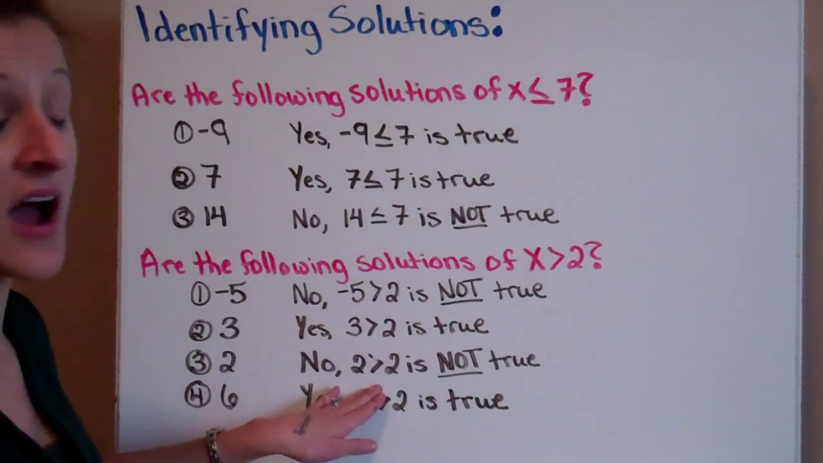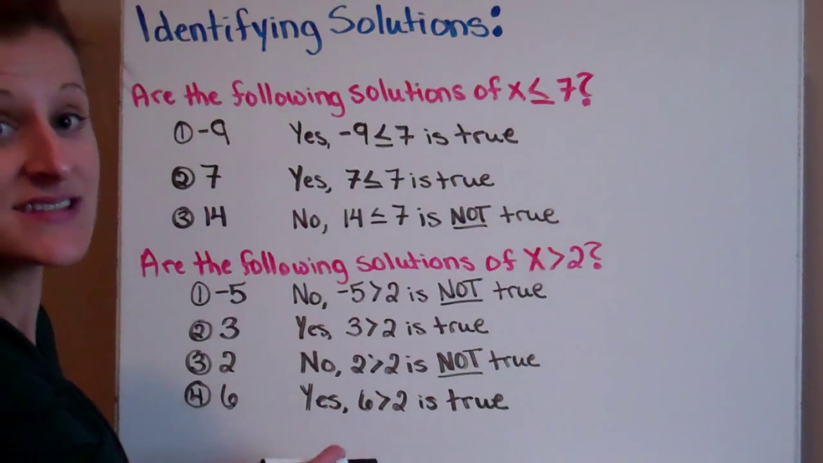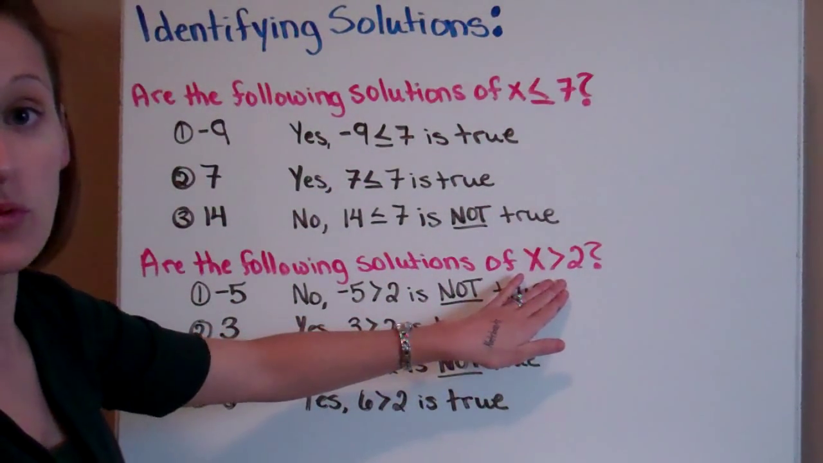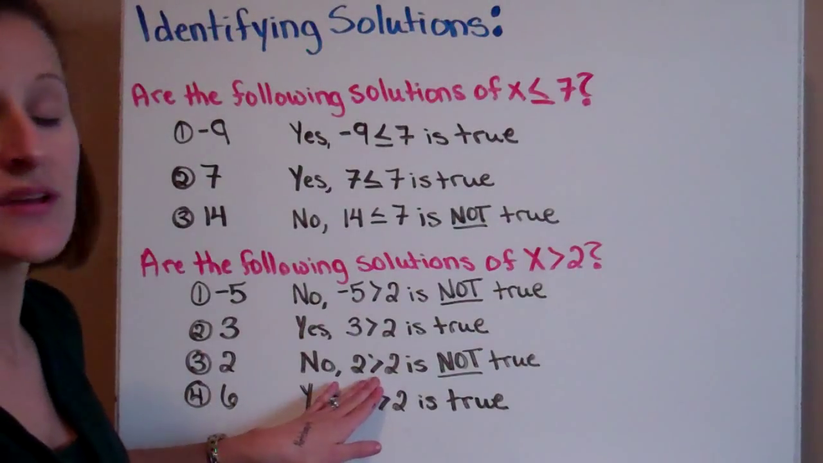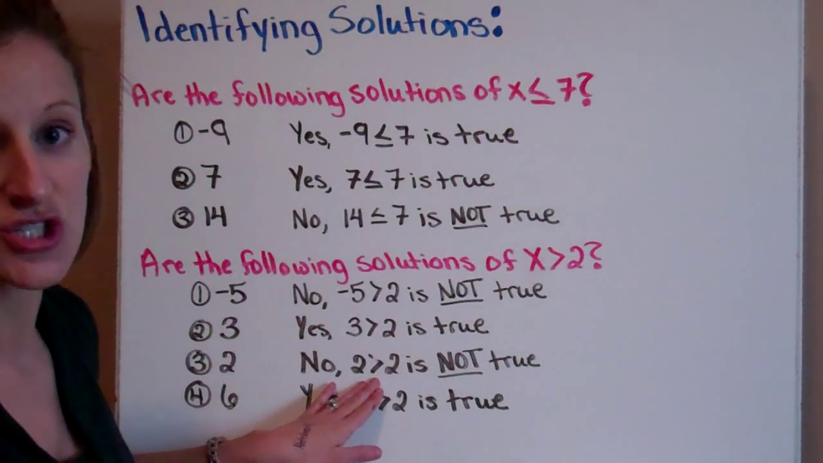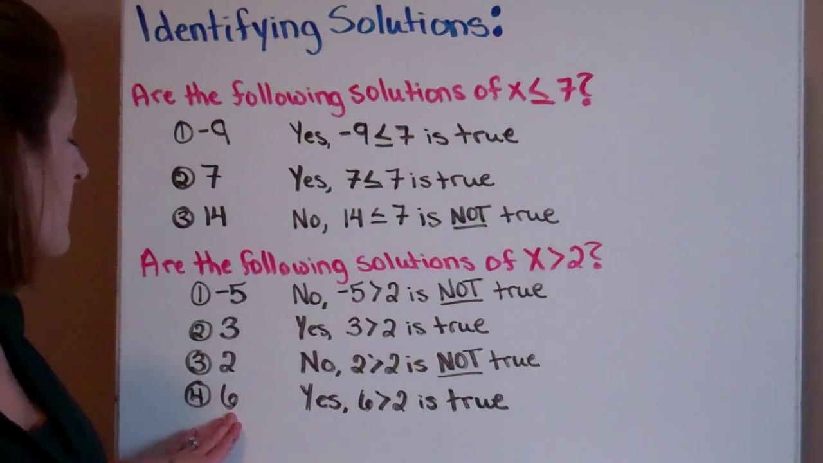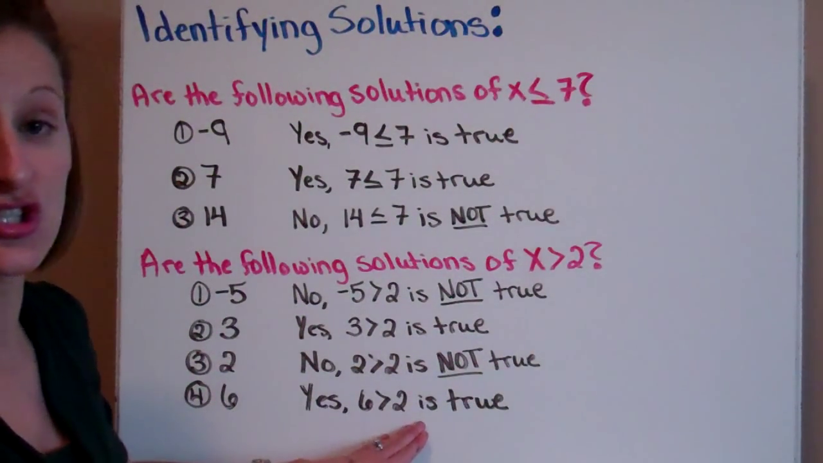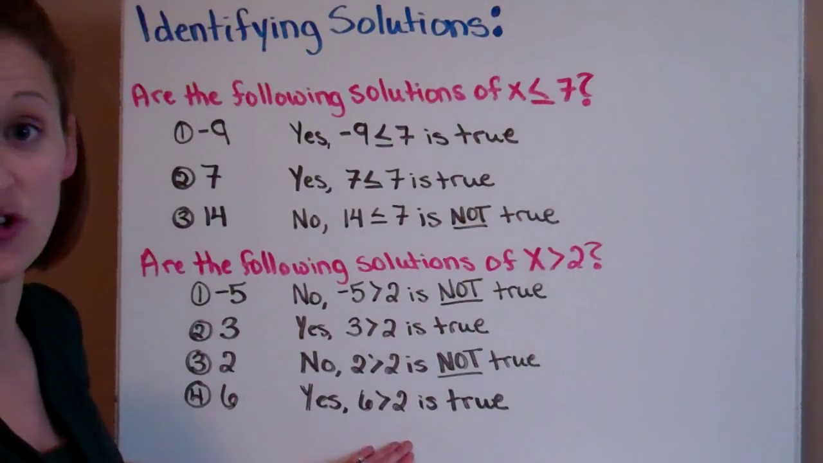2 is not true because in this inequality, unlike this one, it doesn't have the or equal to. So 2 is not considered a solution to the inequality. 6 is a solution because 6 is greater than 2, and that is considered a solution.